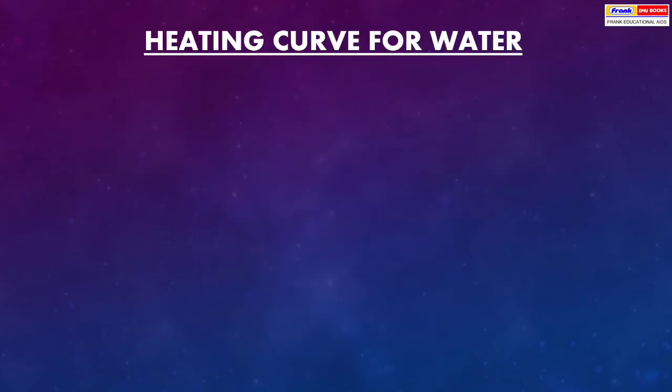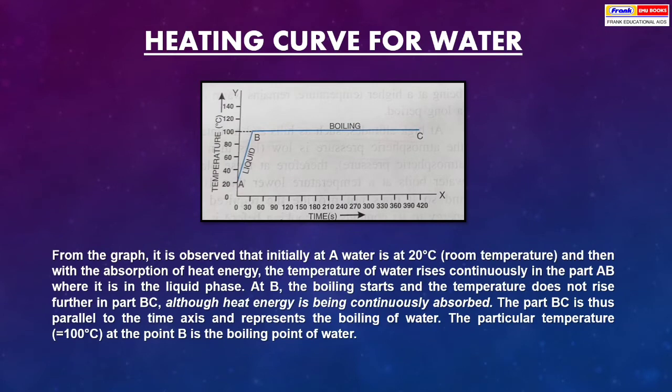Heating curve for water. From the graph, it is observed that initially at A, water is at 20 degrees Celsius, room temperature, and then with the absorption of heat energy, the temperature of water rises continuously in the part AB, where it is in the liquid phase. At B, the boiling starts and the temperature does not rise further in part BC, although heat energy is being continuously absorbed. The part BC is thus parallel to the time axis and represents the boiling of water. The particular temperature, 100 degrees Celsius, at the point B is the boiling point of water.